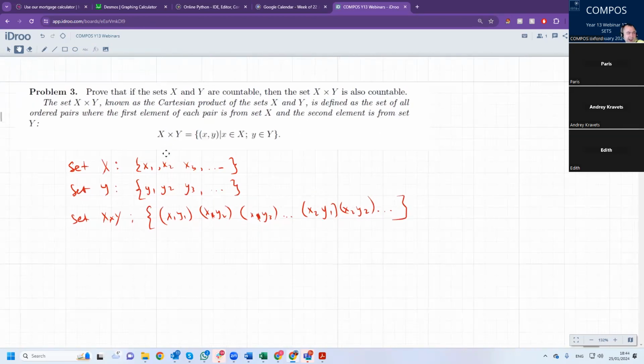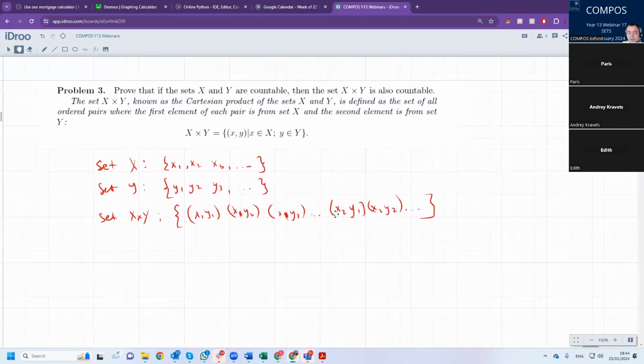We need to prove that if sets x and y are countable, that means that you can enumerate them, 1, 2, 3, 4, 5, etc. And that means you can also enumerate these. I sort of already proved that, if you look at how I've written them. Although not quite, because this is infinite. You have infinity of infinities. How do you know they're countable?